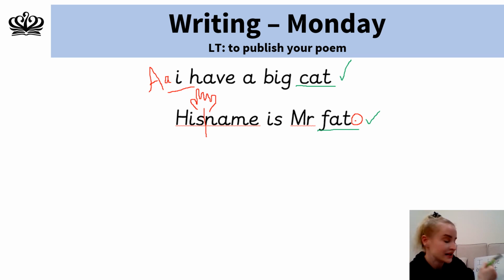Okay, so I've written that and I've just made sure that I used a capital letter this time. And then the next sentence is, his name is Mr. Fat. So I remembered a capital letter at the start of his, but I forgot a finger space. So this time I'm going to make sure I do a finger space. Finger space, is, Mr. Fat. And I also forgot a full stop. So this time I'm going to make sure: full stop, tiny dot.